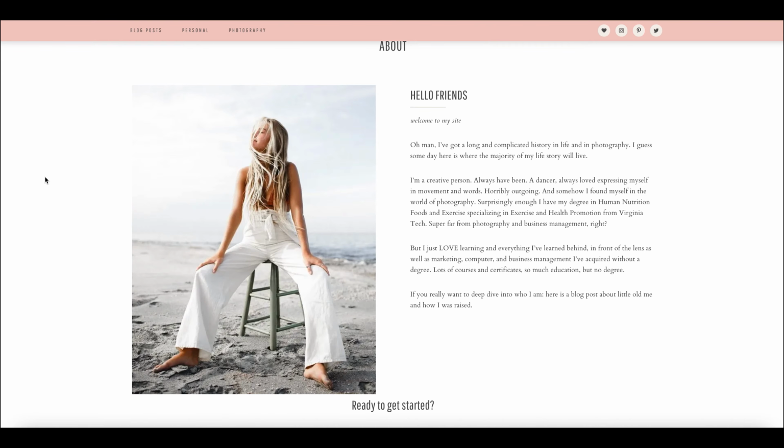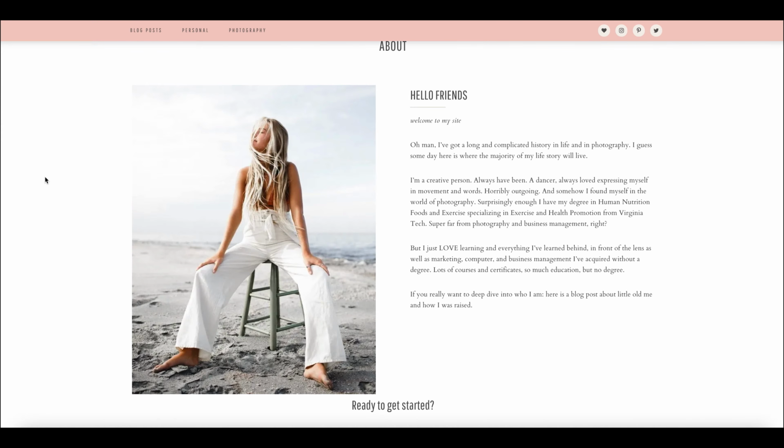Another thing I noticed on this, I'm a creative person. I always have been a dancer, always love expressing myself in movement and words, horribly outgoing. I kind of love that. I know what you're trying to say, and I would say that about myself. Like sometimes I'm too much, but I just love it. Okay, so horribly outgoing. And somehow I find myself in a world of photography. Surprisingly enough, I have a degree in human nutrition, foods, and exercise, specializing in exercise and health promotion from Virginia Tech. Super far from photography and business management, right?